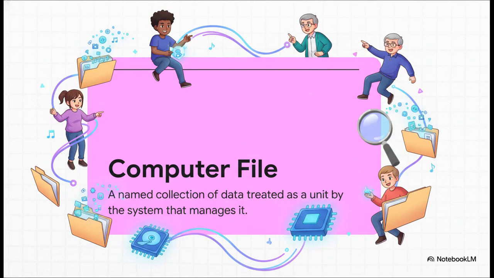So, what's the official definition? It's actually really simple. A computer file is just a named collection of data. That's it. To your operating system, it's one single thing, and it doesn't care if that thing is a tiny one-page memo or a massive 2-hour movie.